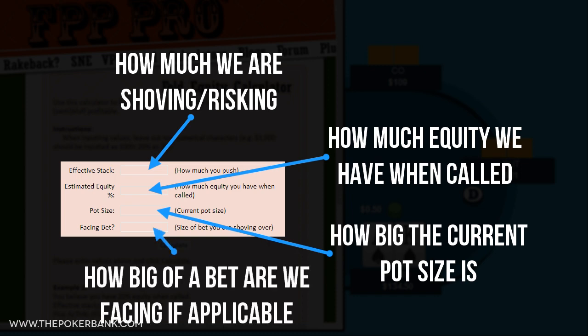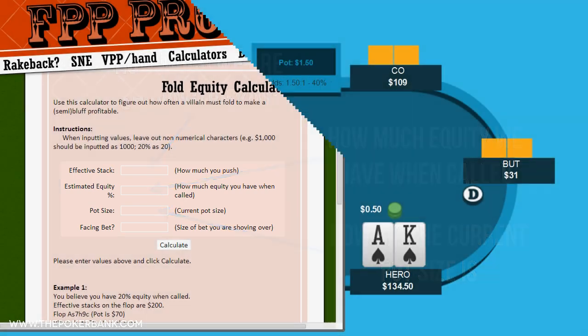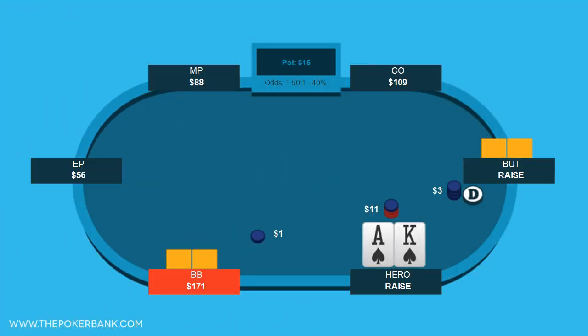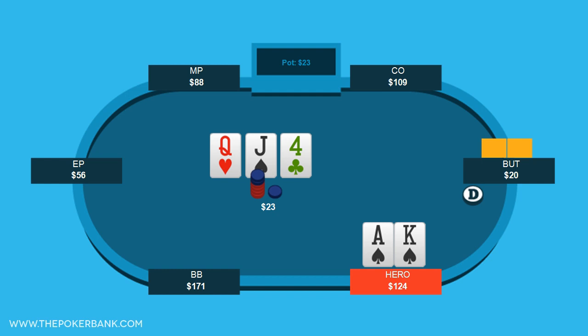Let's look at an example to see how this all works. In this hand, it folds around, the button opens for 3, and we 3-bet from the small blind with ace-king suited to 11. Just the button calls, and we see a heads-up flop of queen-jack-4. Hero decides to put the button all in for $20 with just overs and a gut shot. We can use the fold equity calculator to prove the validity of this shove.